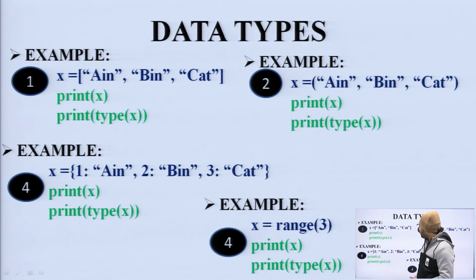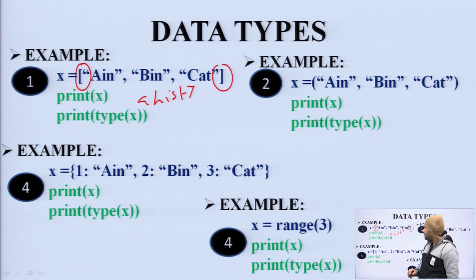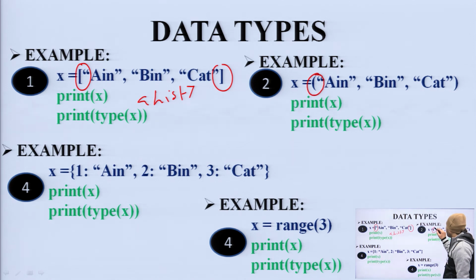Now, some more examples related to the data types. Now, in this, the identity is this square bracket. Whenever the data is enclosed in a square bracket, it is treated as list data type. Now, list is a sequence data type. So, here you can see this square bracket is the identity of the list data type. In the next example, this round bracket. Now, in the first and the second, what is the difference?